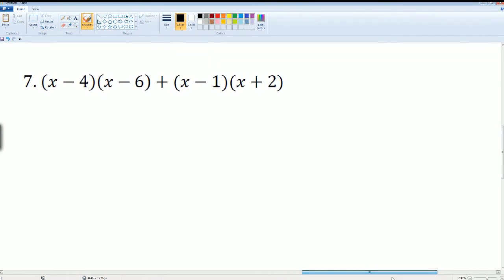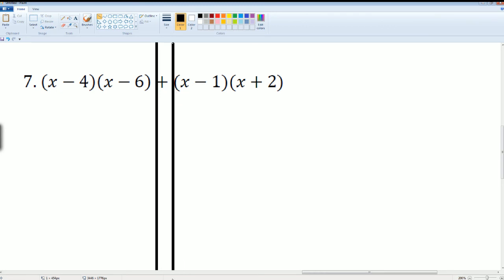All right, the big one here. Okay, I'm going to treat this as two different problems. I'm going to treat it as this problem, and this problem. Then I'm just going to add them at the end, okay? Makes my life easier. All right. So let's do the first one.